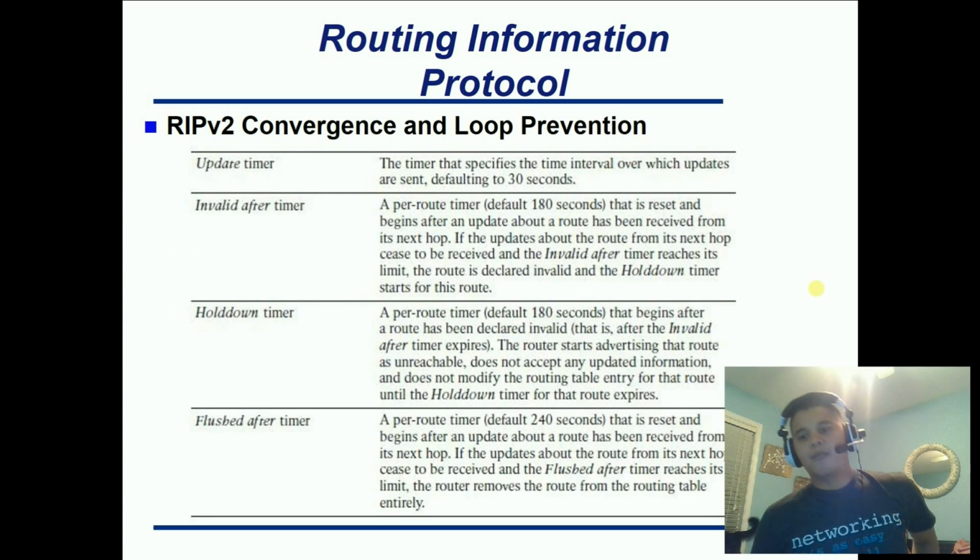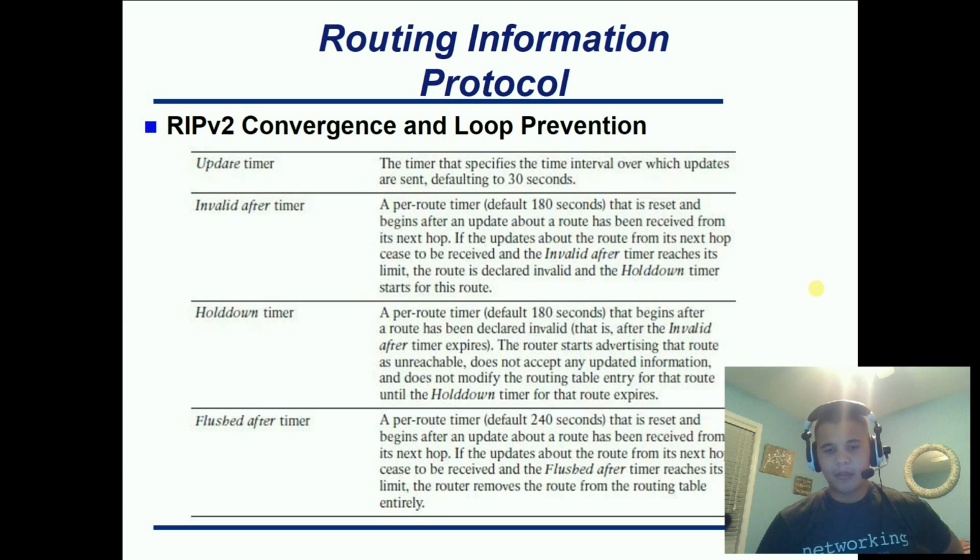Now we have all these timers, okay? And when you're taking the exam, especially the written exam, you have to know what these timers are and what they actually mean. So we have the update timer. Basically, how often am I going to send an update? By default, it's 30 seconds. Invalid after is, by default, 180 seconds. However, this is just like EIGRP's hold down timer. Don't get confused with this hold down timer. If I don't get an update with that route for 180 seconds, I'm going to move on to the next step. So that's what invalid after is.